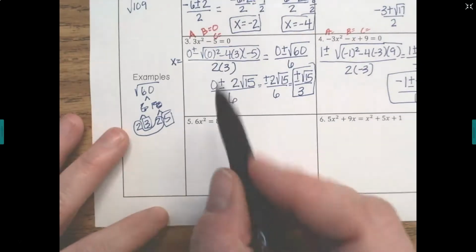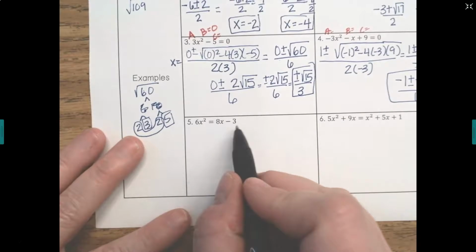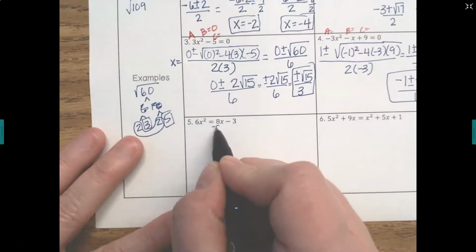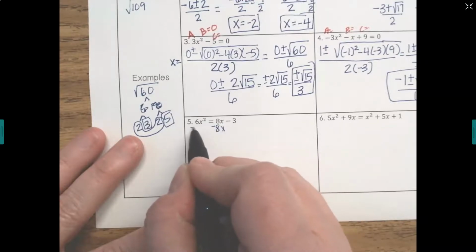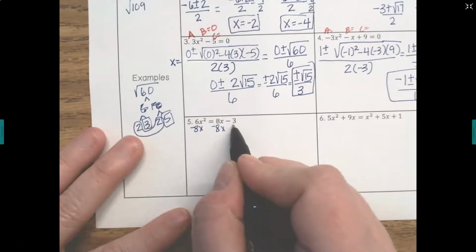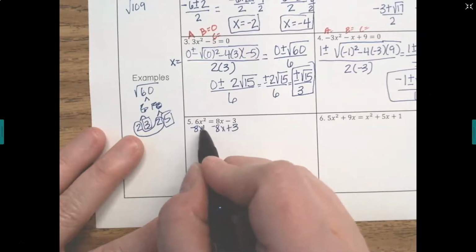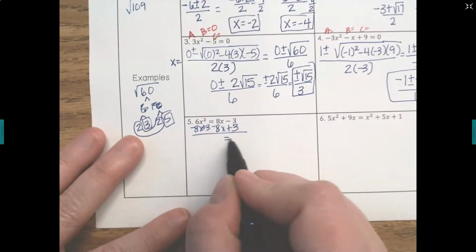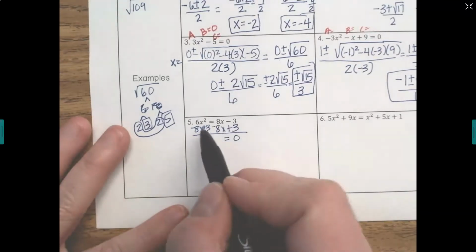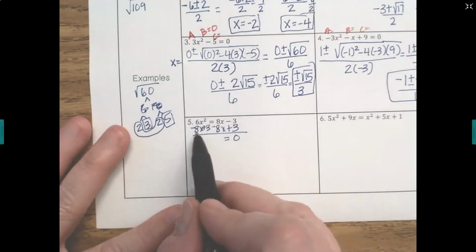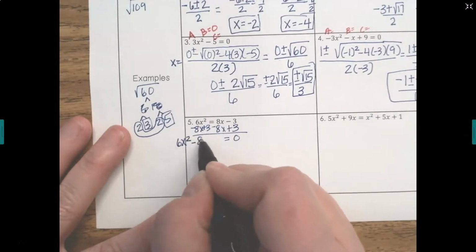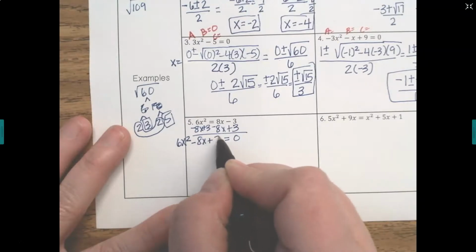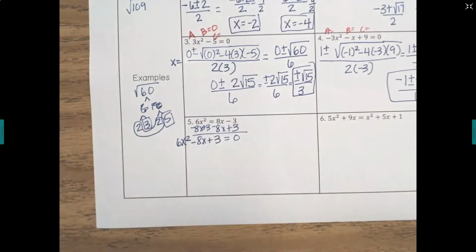You guys tend to do better when the equals a number is on the right, so I tend to move the right-hand side stuff over. So that's a positive 8x, so I'm going to subtract it. That's a -3, so I'm going to add it. They cancel out on the right, leaving 0. On this side, there are no like terms. We have an x squared, we have an x, and a constant. So I have 6x squared minus 8x plus 3. So everything got moved over to the other side. They're on the same side of the equals.